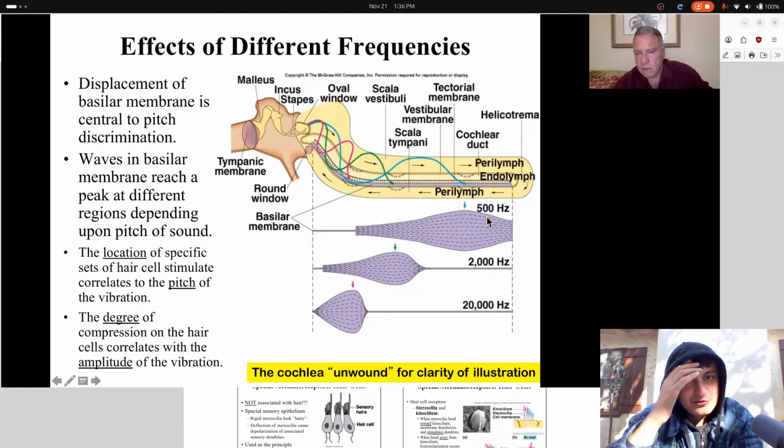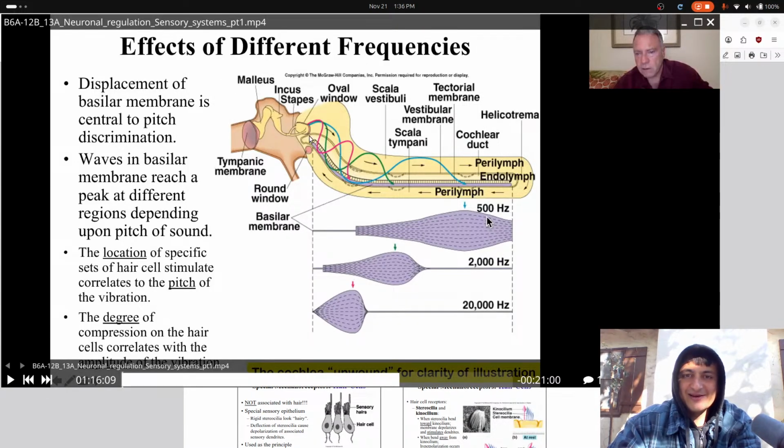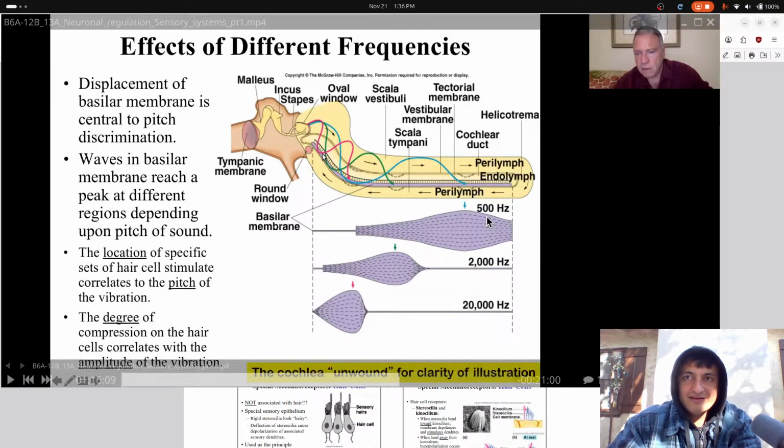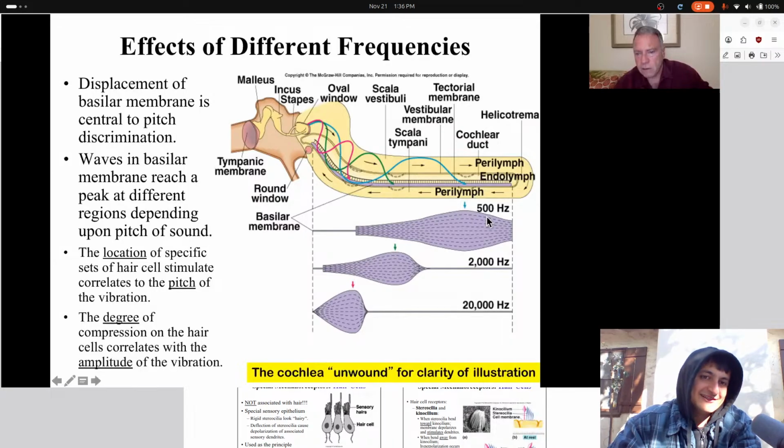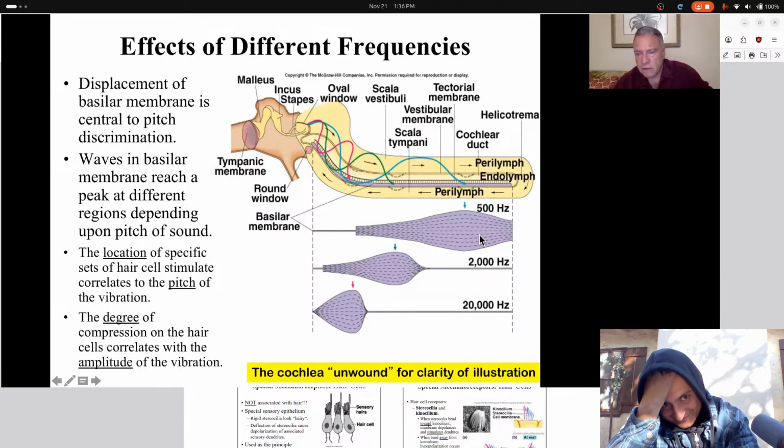Dude, this is the coolest picture I've ever seen, bro. That is insane, man. Look at that separation. It just separates out all the frequencies. So if you have a node, oh my God, that's crazy. Detect these and separate them.